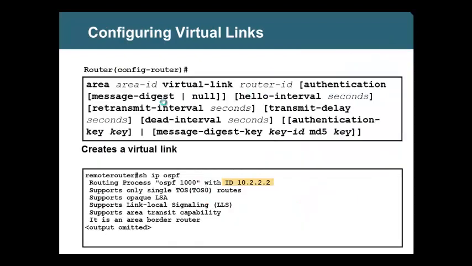Configuration I just showed you, but let me show you the syntax here. Under router OSPF 1, we say area 1 virtual-link, and then the remote router's router ID. You can optionally authenticate the virtual link by using the command authentication message-digest. You can optionally change the timers over the virtual link, and then you can set the delay if you want, dead time interval, authentication key, and so on.